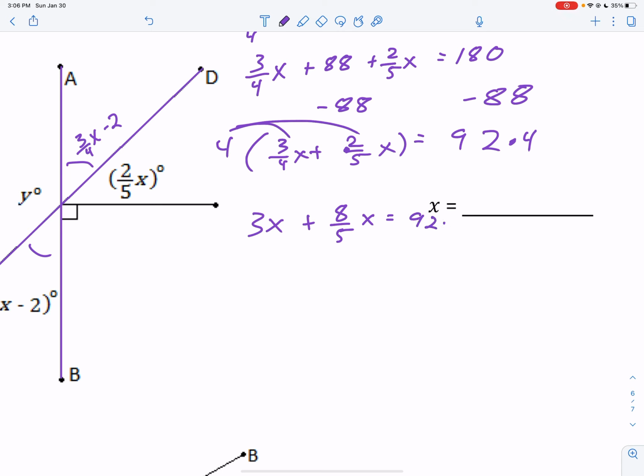I'm going to leave this as 92 times 4. Why do extra work? I don't like this 5 right here, so I'm going to multiply both sides of my equation by 5. When I distribute this, I get 15x. 5 times 8 over 5x, the 5's cancel. This cancels with that when it hits that term. And I just get plus 8x.